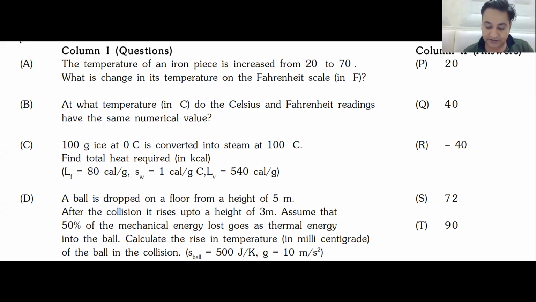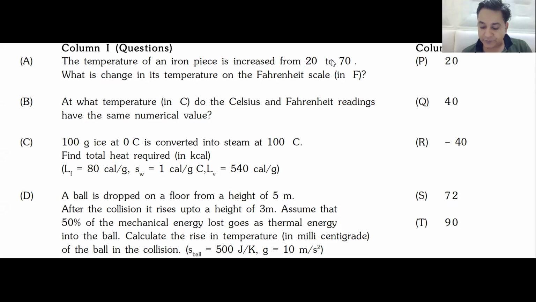Then at what temperature do degrees Celsius and Fahrenheit have the same value? You must remember this value. I guess you know this, right? Then the third question is 100 grams of ice at 0 degrees Celsius is converted to steam at 100 degrees Celsius. Find the total heat. The fourth question is on similar lines. So basically, this is from thermometry and calorimetry combined. Both of them combining here, and you just need to know the conversions of degree Celsius and Fahrenheit, and which temperature is equivalent in both the scales.